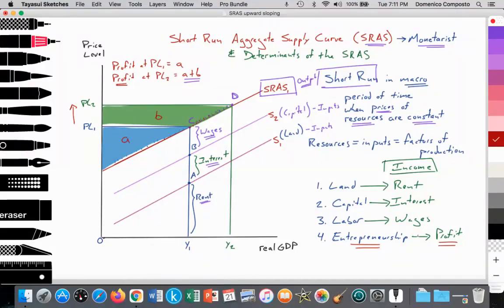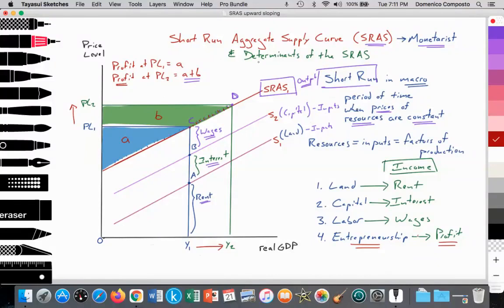increasing output from Y1 to Y2 because they can increase their profits. They incur more marginal costs of production at point D, but when they sell at a price of PL2, price minus costs provides greater profit, the sum of areas A and B. So that's a quick review from the previous video.